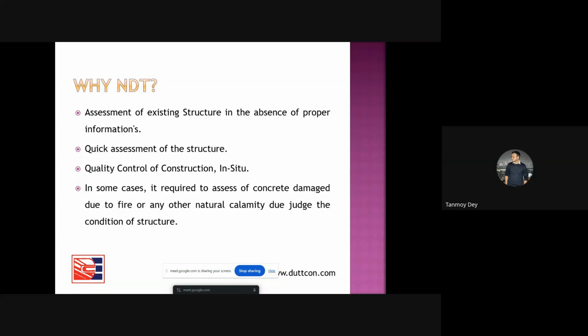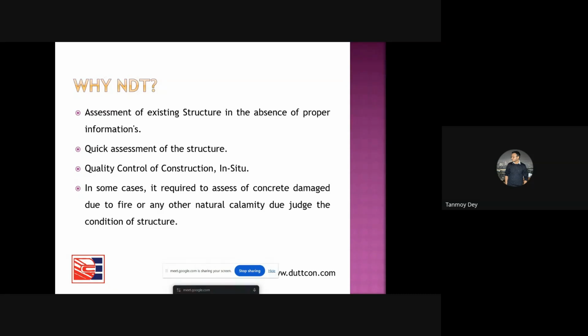Quick assessment of the structure. In earlier days, what we could do is send the sample to the lab. In the lab, so many methods are there. We can find out the strength. If we want to have the in situ strength, the in situ condition, we can do this particular test.